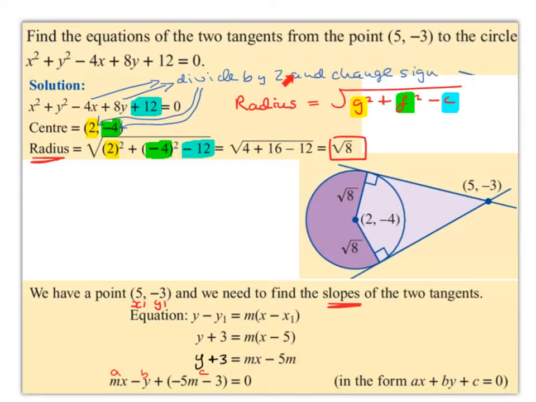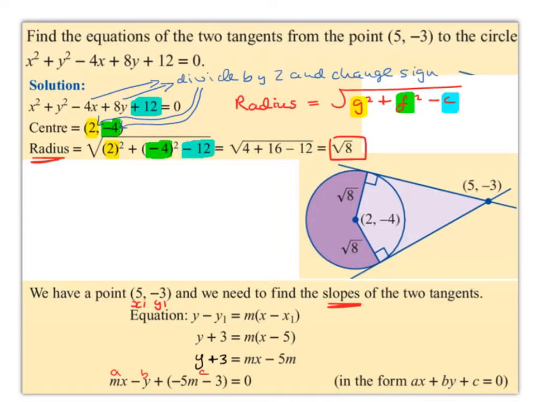So the centre is (2, -4). Then we use this formula for the radius. So we substitute into the formula and we get the square root of 8. So if we have a look at our diagram, here's our circle. Here's our centre, (2, -4). The radius is root 8 and root 8. And here's the exterior point (5, -3). Here's our tangent and our other tangent. We have a point (5, -3) and we need to find the slopes of the two tangents.